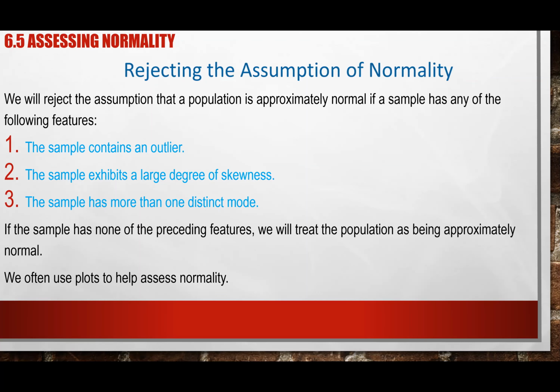We are basically going through and checking all the criteria, and if we get one no, then we can't use it at all. If you have one failure, then you cannot use it. So pretty much these three items right here: if there's an outlier, you cannot use it. It's got to be no outlier, no skew, and no more than one mode.